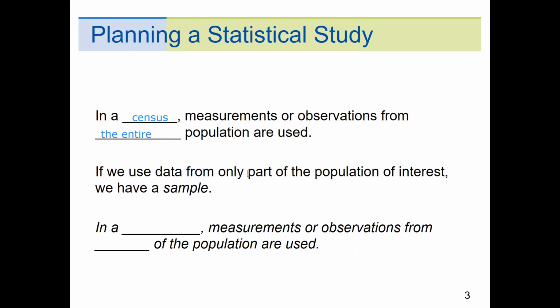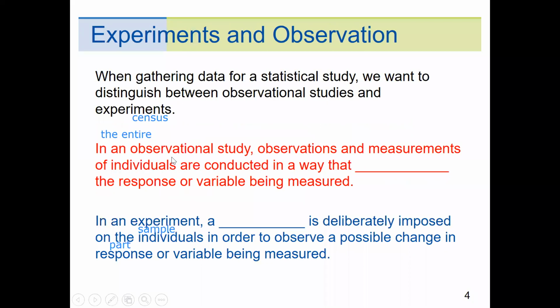If we use data from only part of the population, we talked about this being known as a sample. So for that, we say in a sample, you guessed it, measurements or observations are taken from part of the population. So those are hopefully fairly obvious statements.